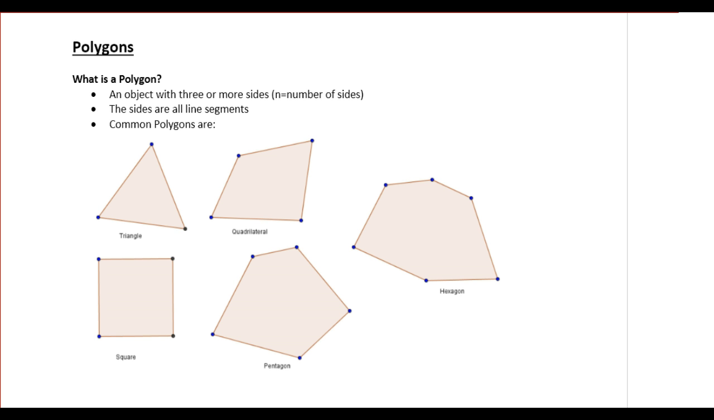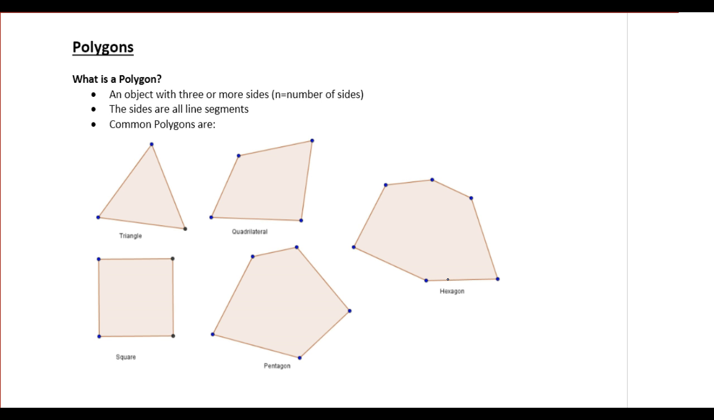So basically any object with 3 or more sides is considered a polygon, and we usually use n for the number of sides. Okay, all of the lines have to be line segments, and some of the common polygons are a triangle, as we've seen, with 3 sides, a quadrilateral with 4 sides, and then you can have a square that's a regular type of quadrilateral. A pentagon has 5 sides, and a hexagon has 6 sides.